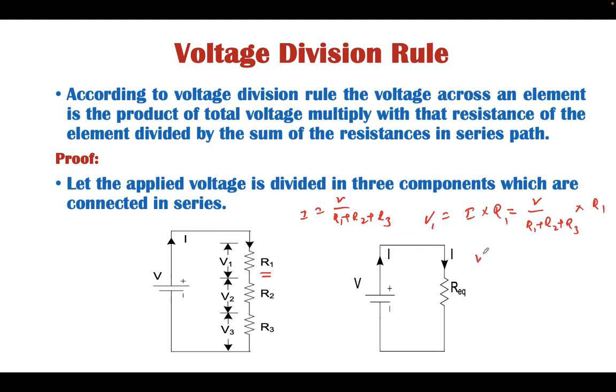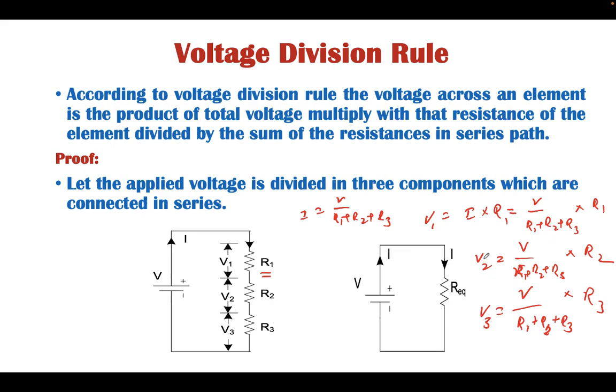Similarly, we can find out the voltage V2. V2 will be equal to V by R1 plus R2 plus R3, into R2. And similarly, we can find out V3, which is V by R1 plus R2 plus R3, into R3. And this is what the voltage division rule is.